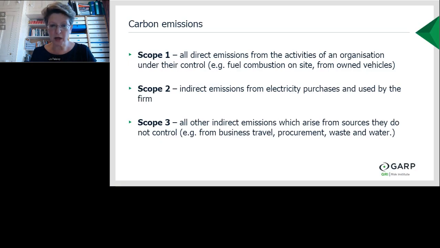Just a word about carbon emissions before we get started. I'm not going to dwell on these differences much. I'm sure many of you are familiar with them. This certainly isn't an accounting scenario, but you just need to be aware of the differences. Scope 1 captures all direct emissions from the activities of an organisation under their control. In Scope 2, you have the indirect emissions from the electricity purchases used by the firm. And Scope 3 are all the other indirect emissions that arise from sources you don't control, for example, business travel and the like. And this is where companies have most of their emissions. But beware of this, because if you choose to outsource something, then it may just be moving from Scope 1 to Scope 3. So that's just something to bear in mind, without giving too much away on the scenario.